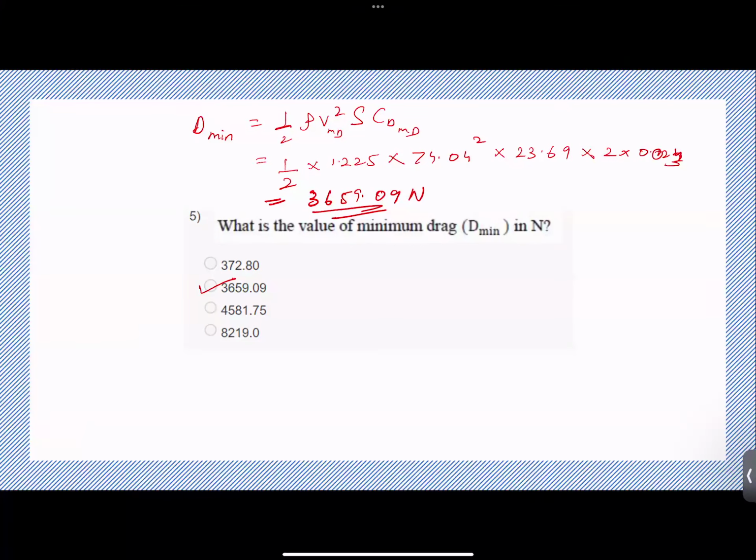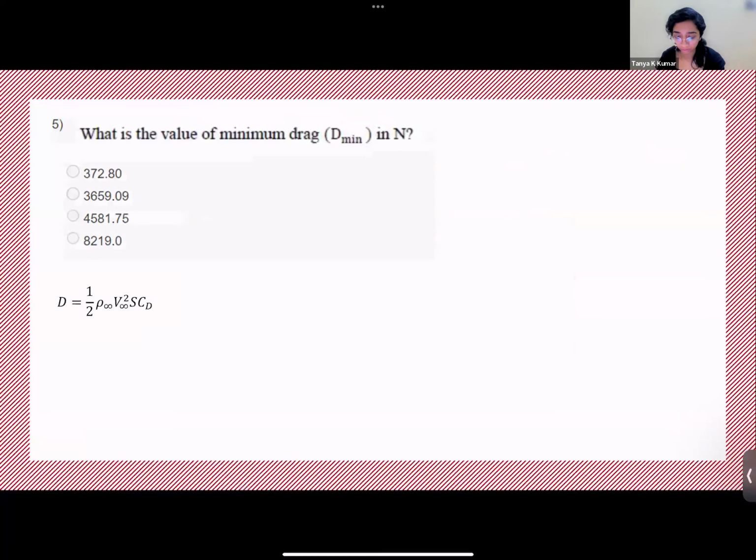Let me know if you are getting different answers or if you have any doubt. Is the series of questions clear to everyone? Okay, if not, we can get back to it, but do ask me. So this is the equation that we used. It won't be a drag equation, but just substitute the minimum drag condition: velocity at minimum drag, CD at minimum drag. Similarly, if they had asked you for minimum power, find the velocity at minimum power, find the CD at minimum power. You know the formula for both.